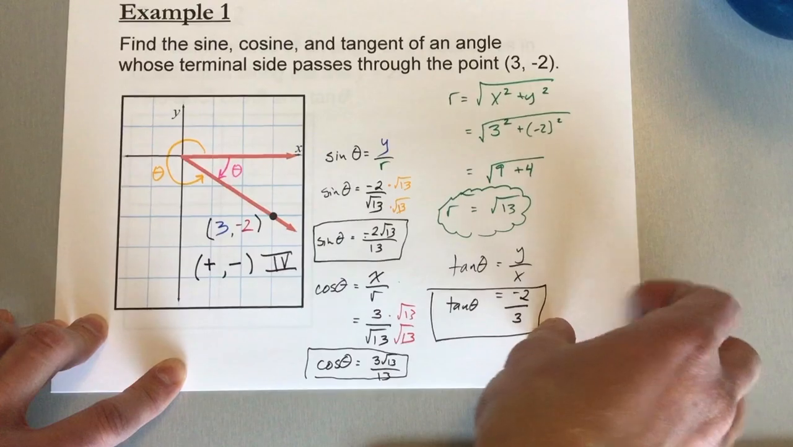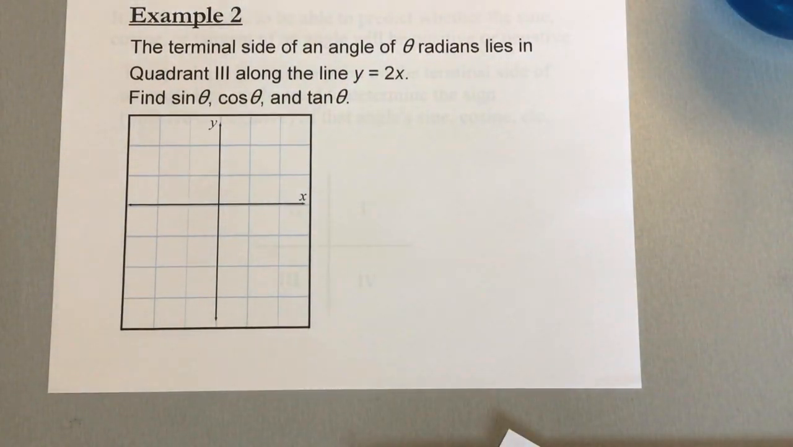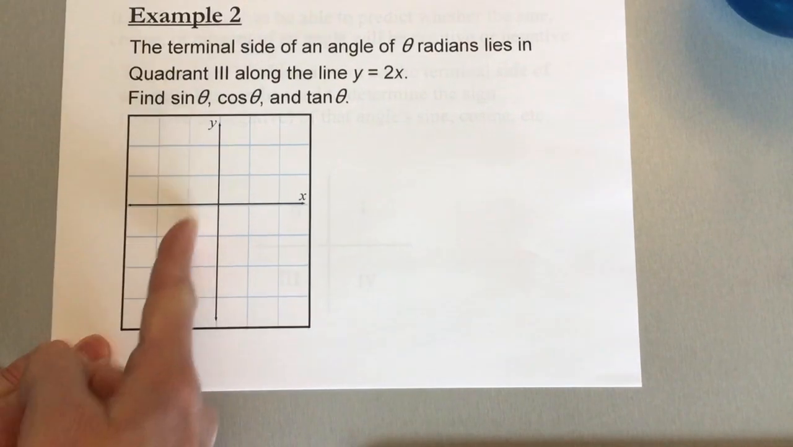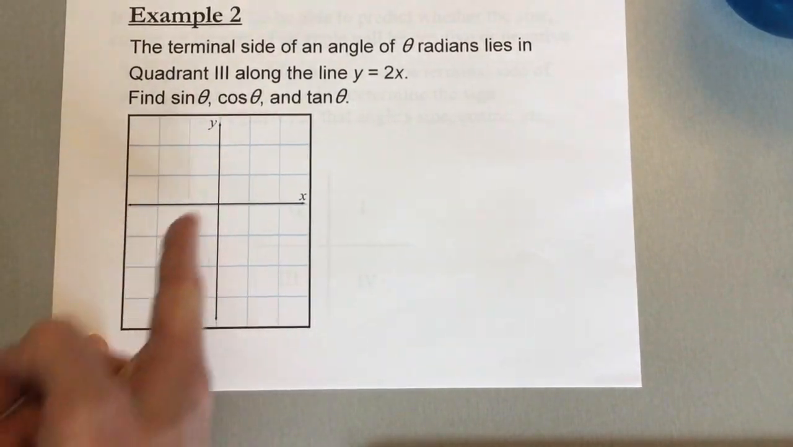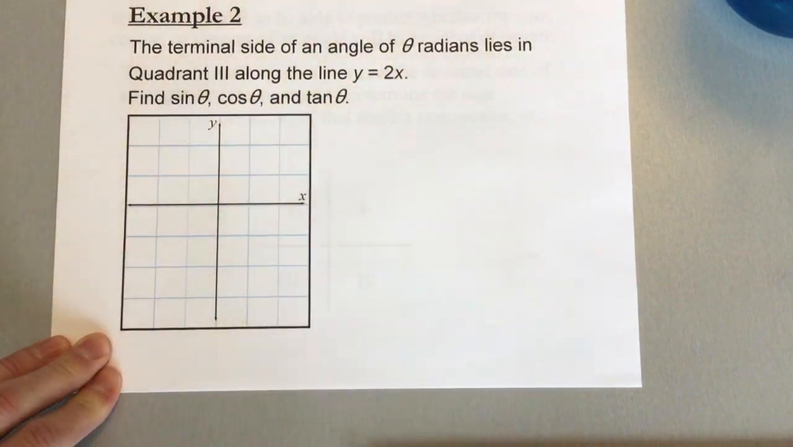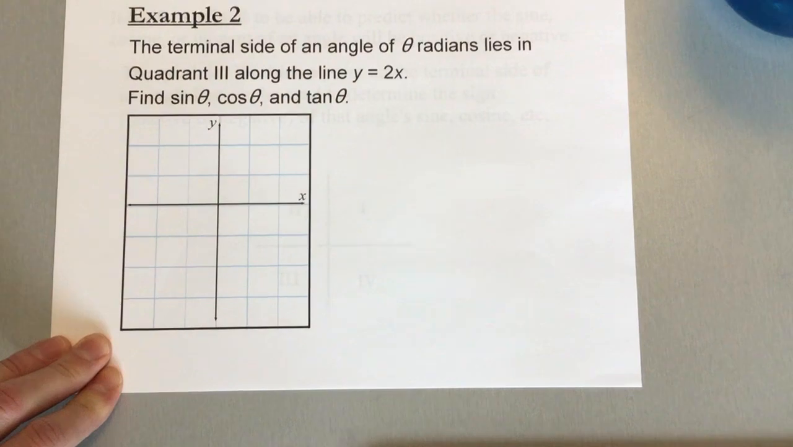We're going to do one more example here, and that's with one where they didn't provide us with the coordinates straight out, but gave us some information that we could utilize to find those coordinates. The terminal side of an angle of theta radians lies in quadrant 3. So it's here in quadrant 3, that terminal side, and it lies along a line whose equation is y equals 2x. Find the sine, cosine, and tangent of theta.